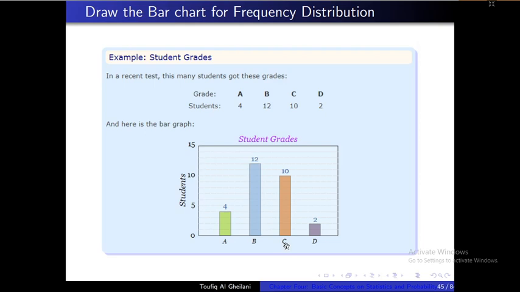And for C, how many people? 10. Exactly here 10. For D, 2 students. Here 1, 2. Look, and I make a bar or rectangular and close it. Look, there are gaps in the bar chart. There are gaps between bars, but in a histogram there are no gaps between the classes.